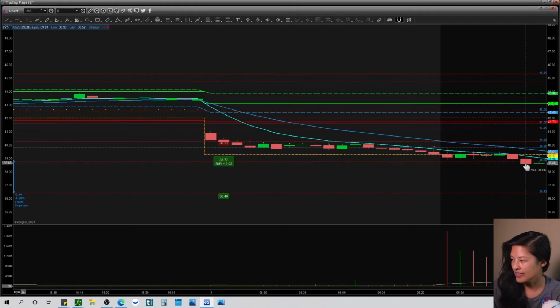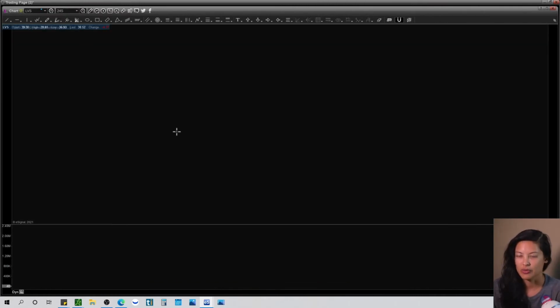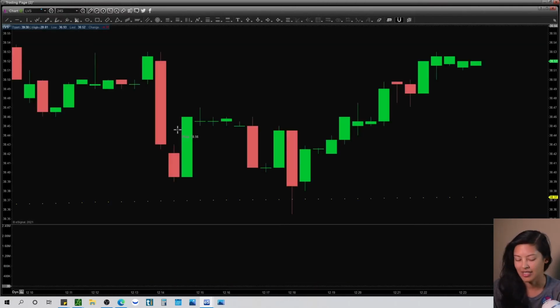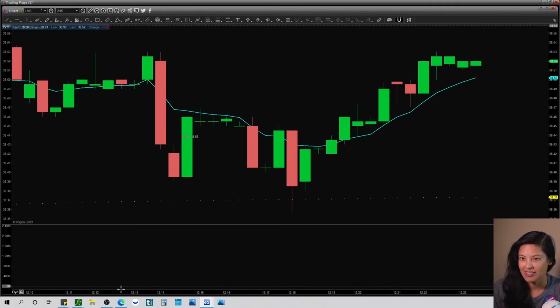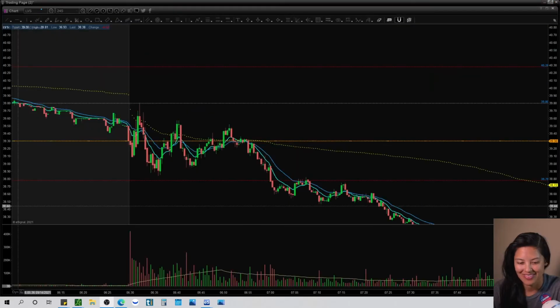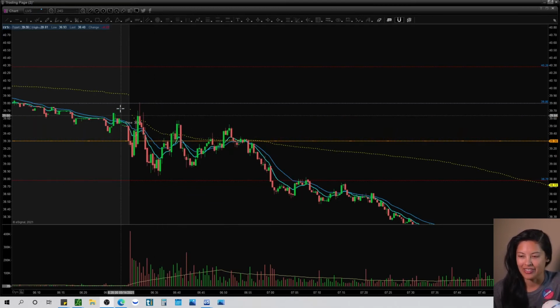So at this time here, you're going to want to zoom into a smaller time frame to get a precise entry. So we're going to use the 24-second chart because 10 seconds is a little bit too fast and 30 seconds is just a little bit too slow. All right, so we're looking at the 24-second chart now.